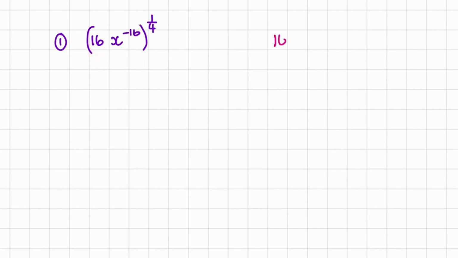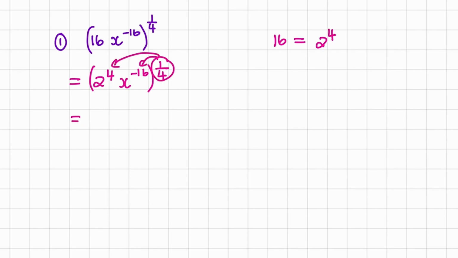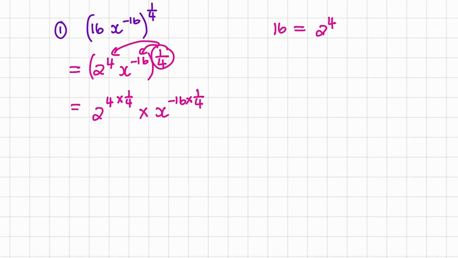So 16 can be written as 2 to the power of 4. So we actually have 2 to the power of 4, x to the power of negative 16, raised to the power of a quarter. And now we can multiply this quarter with the exponents of the 2 and the x. So it will be 2 to the power of 4 times a quarter, times x to the power of minus 16 times a quarter. And that becomes 2 to the power of 1, x to the power of minus 4.